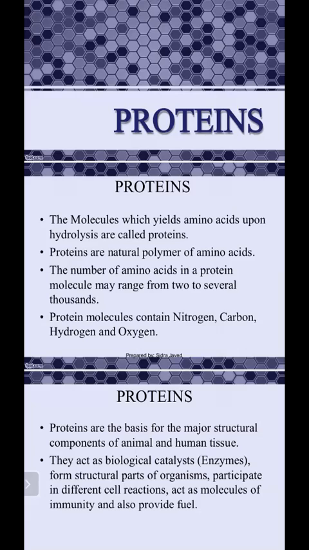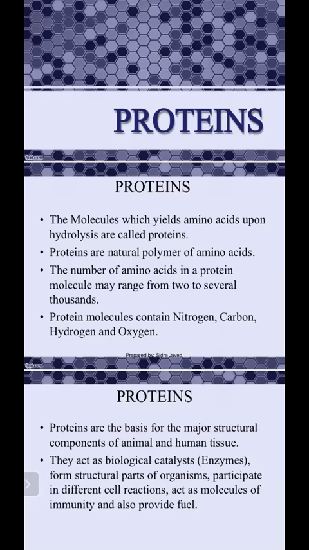Second, proteins are natural polymers of amino acids, because amino acids are the building blocks, the units of a protein. The number of amino acids in a protein molecule may range from 2 to several thousands.